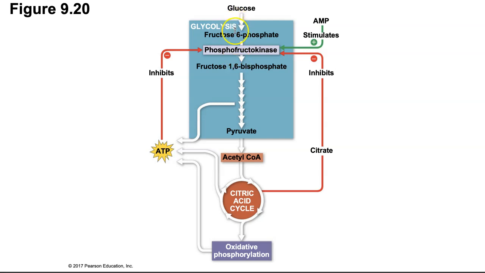So if we have created a ton of energy, we ate, we broke down all of our sugar via glycolysis and went through all of our systems, and we've created a ton of ATP, we don't need to keep creating it. So ATP itself is an inhibitor of this enzyme, phosphofructokinase. What else is an inhibitor? We see citrate. Recall that citrate is the 6-carbon molecule that we created in the citric acid cycle.